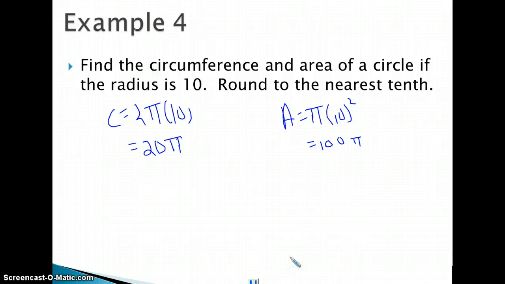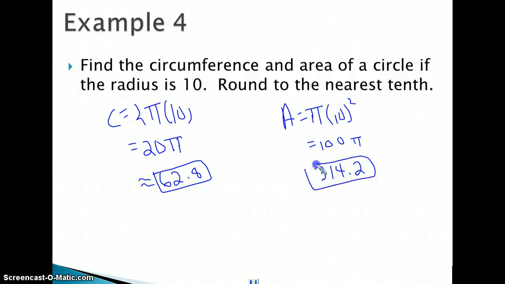So to find out what those decimals are, we're going to do 20 and then find the pi button on your calculator. Don't use 3.14 because that will affect your answers. So rounding to the nearest tenth is 1 decimal place, and I get 62.8 for the circumference. For the area, I'm going to take 100 times pi, and I get 314.2. Okay, don't round unless it says to, though. If it just said find the area and circumference, you'd want to leave your answers as 20 pi and 100 pi.